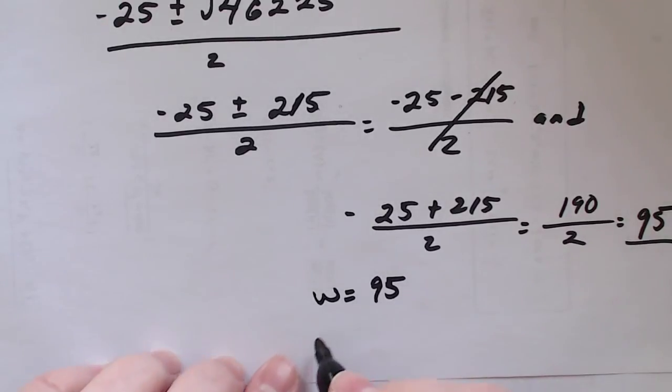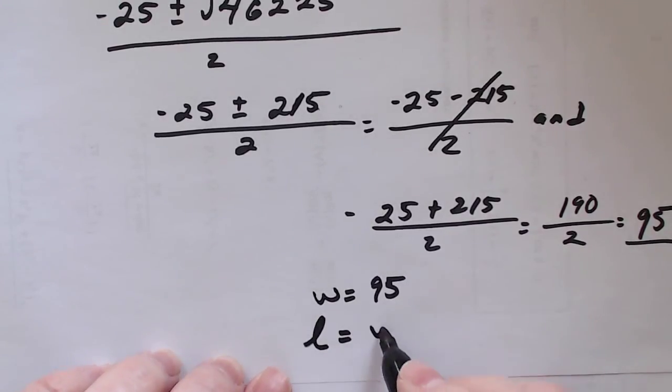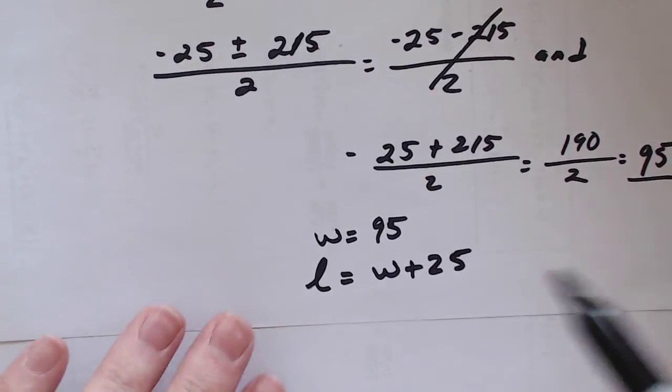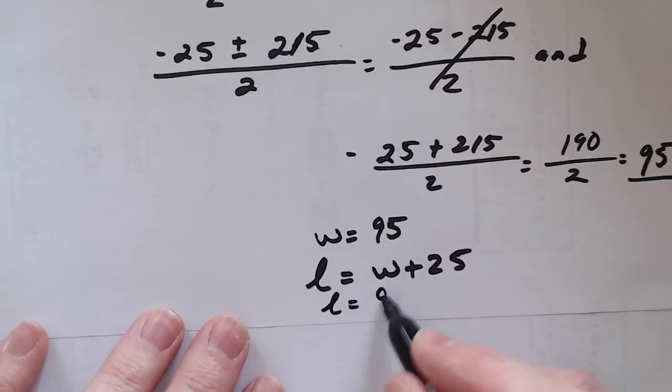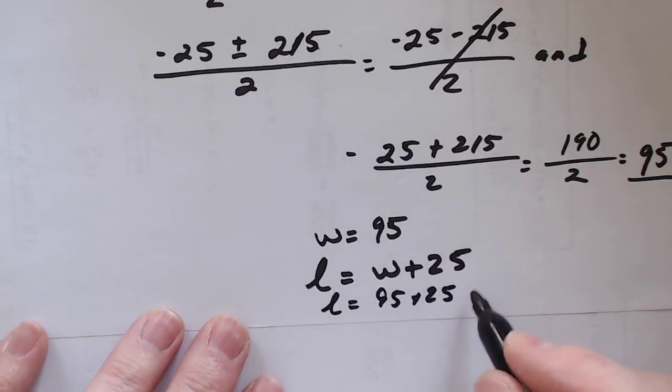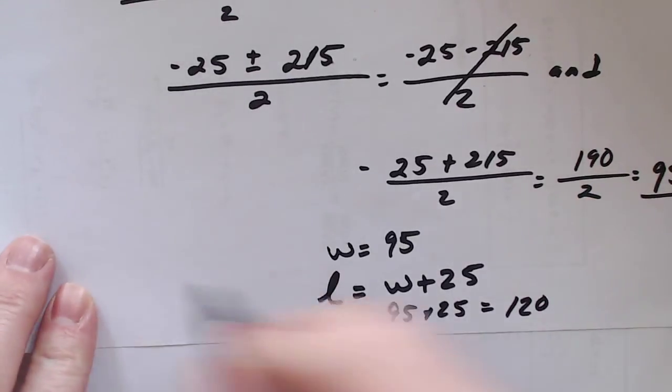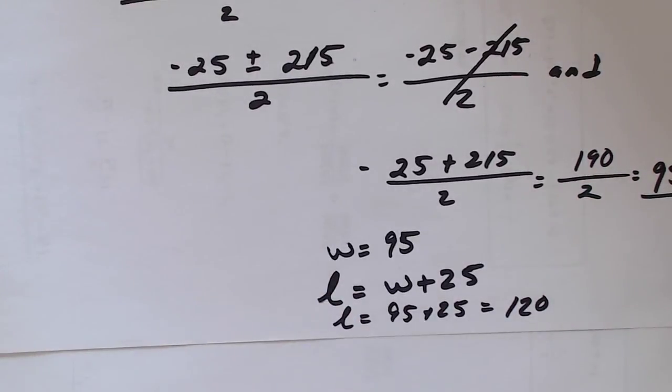And the length, remember what the length said? It's 25 more than the width. So the length would be 95 plus 25, which would be 120. So the dimensions would be 120 by 95. That's how you do this question. You have to make a quadratic out of it, and then solve it with the quadratic formula.